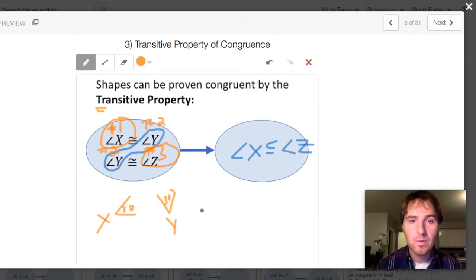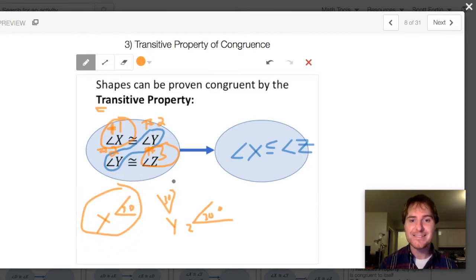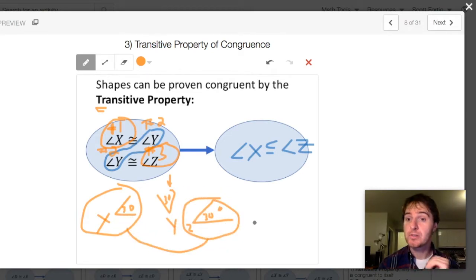That other angle being angle Z, what would angle Z's measure have to be if Y is congruent to it? Y is 30 degrees, and that would mean Z would have to be 30 degrees if it is in fact congruent to angle Y. So what we can conclude, the common thread right here, is that the two things that it's congruent to are congruent to each other.